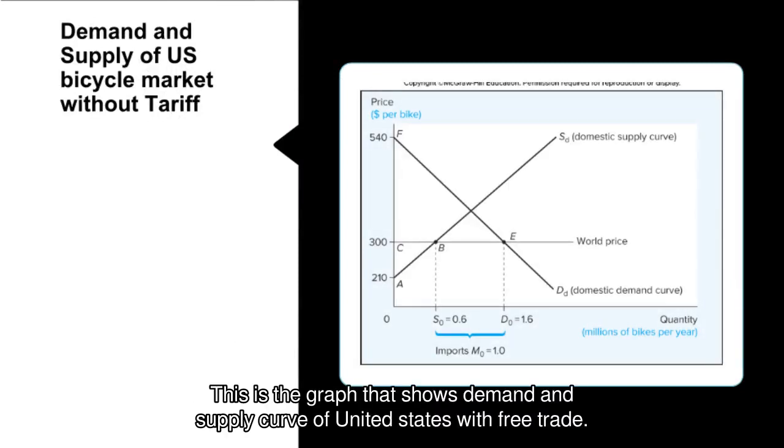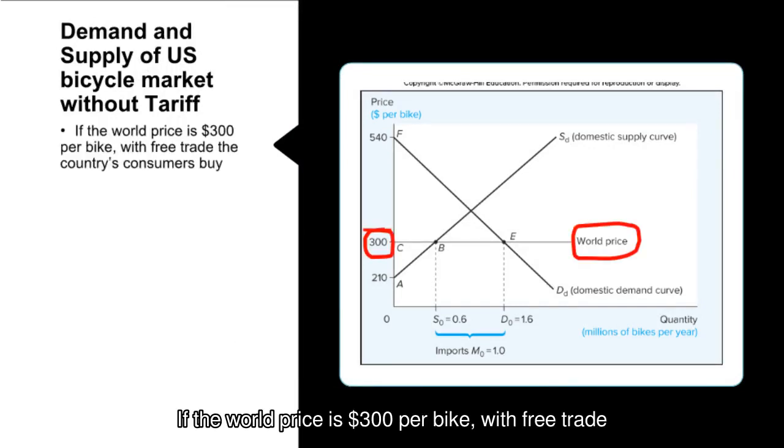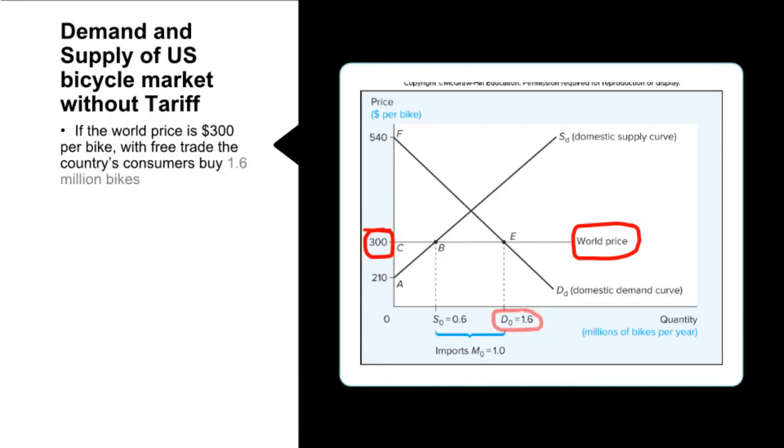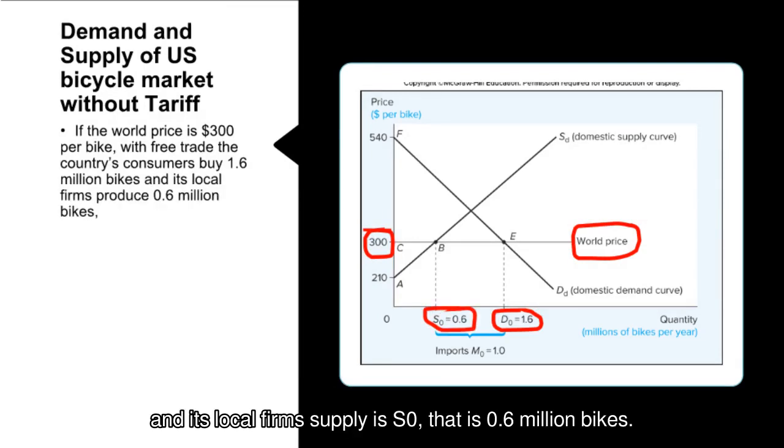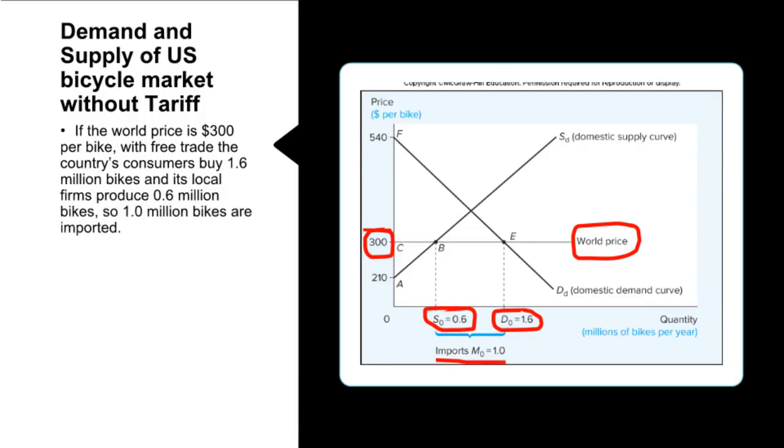This is the graph that shows the demand and supply curve of the United States with free trade. If the world price is $300 per bike, with free trade, the demand is D0, that is 1.6 million bikes, and its local firm supply is S0, that is 0.6 million bikes. So 1.0 million bikes are imported, that is M0.